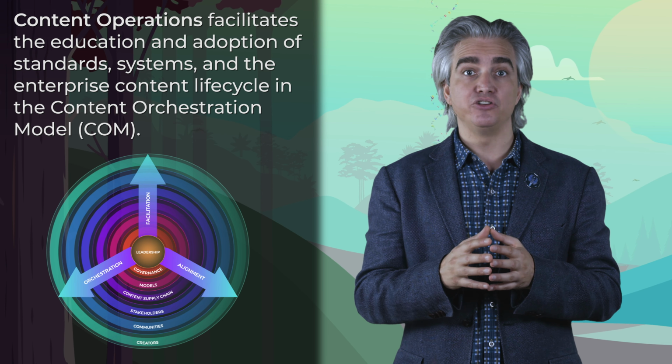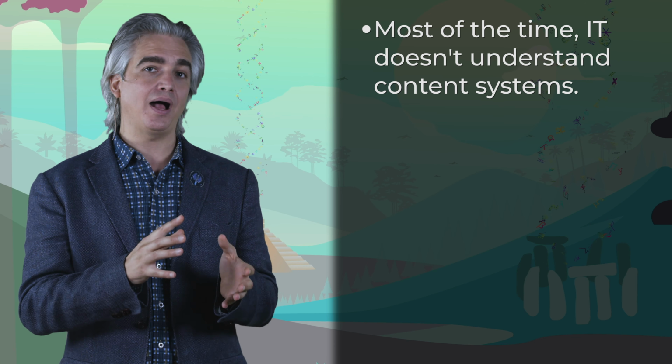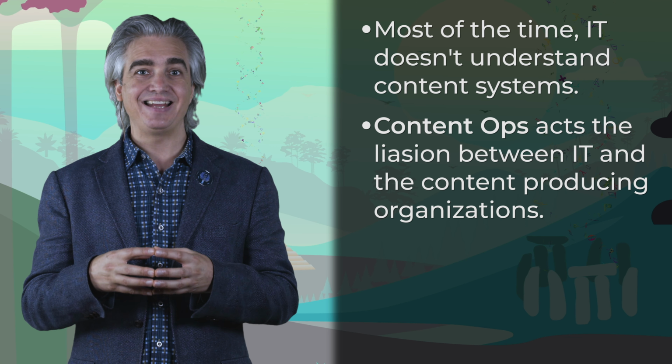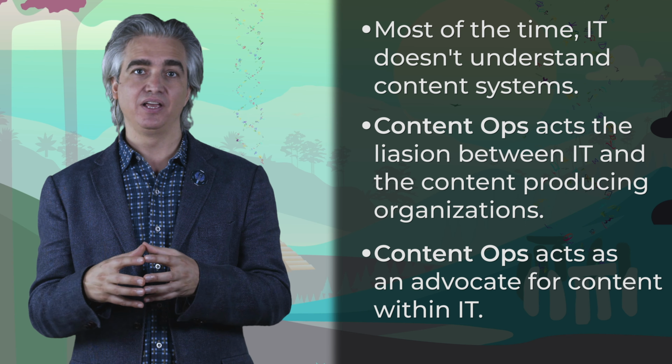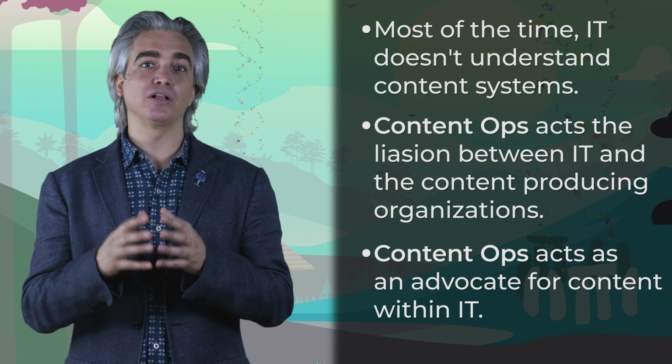Next, there's an important role that content ops plays with IT. IT really doesn't always understand content systems. I will say sometimes they do, but it's rare. IT usually really understands database systems and doesn't always know all the complex things that content systems require. And that's why content ops can act as an all-important liaison between IT and all the content producing organizations. They act as a very important advocate for content within IT and in collaboration with IT partners.